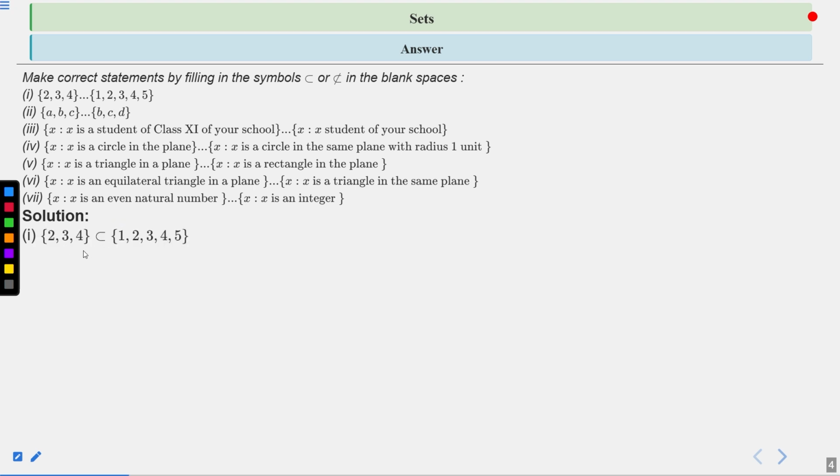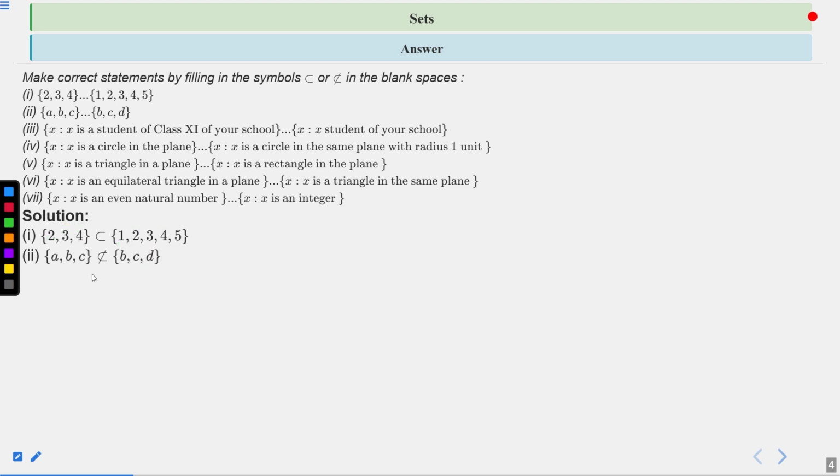So for first, in order to be a subset, what we require is simply every element from this set must belong to this set. So just observe, 2 belongs to both sets, yes. 3 also belongs to both sets. 4 also belongs to both sets. Meaning, by definition, the set with elements 2, 3, 4 is indeed a subset of the set 1, 2, 3, 4, 5.